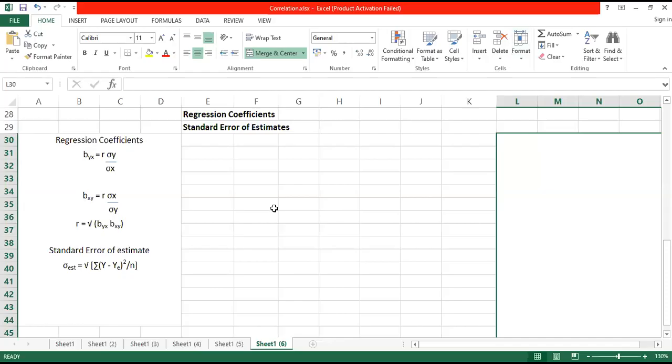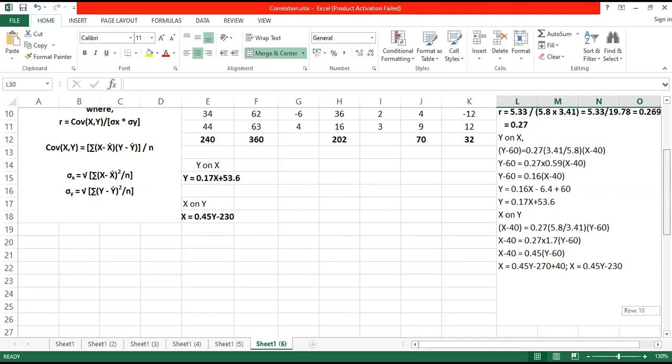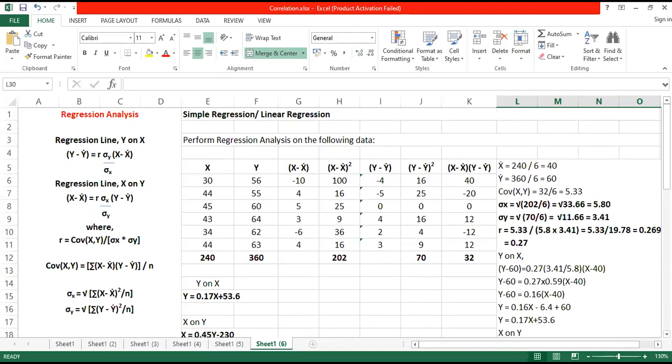Hi. This session is on regression coefficients and standard error of estimates. Regression coefficients and standard error of estimates both are part of regression analysis, right? We solved a numerical problem in our last lecture of regression analysis, simple regression, right? Now, we are interested to learn what is regression coefficient, right?